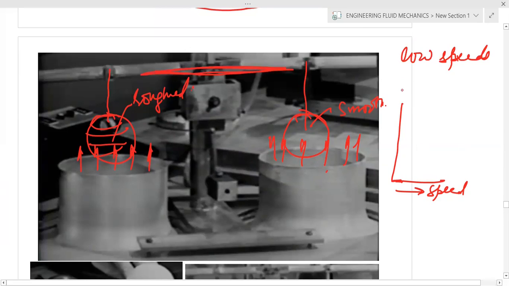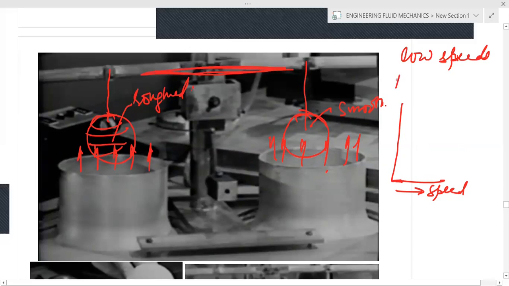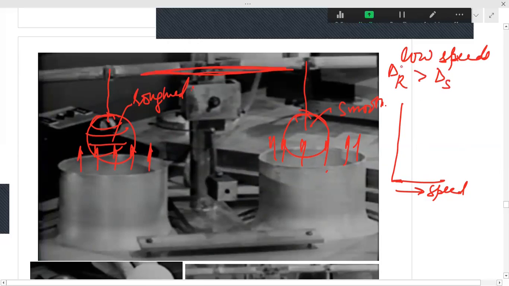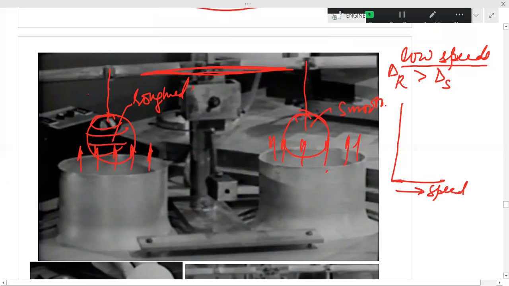सर ड्रैग फोर्स सर रफ बॉल में ज्यादा होगी. So the roughened ball will have higher drag than the smooth ball at low speed. It means the balance will lean in which direction? This will be pushed up and this will lean like this.